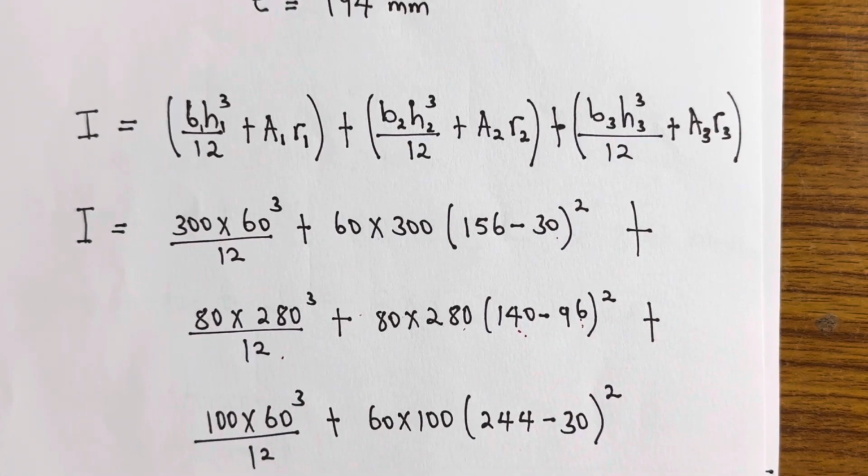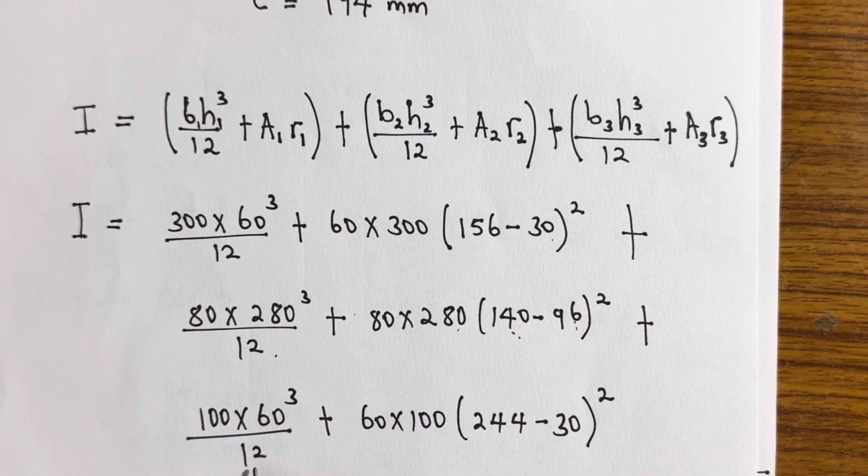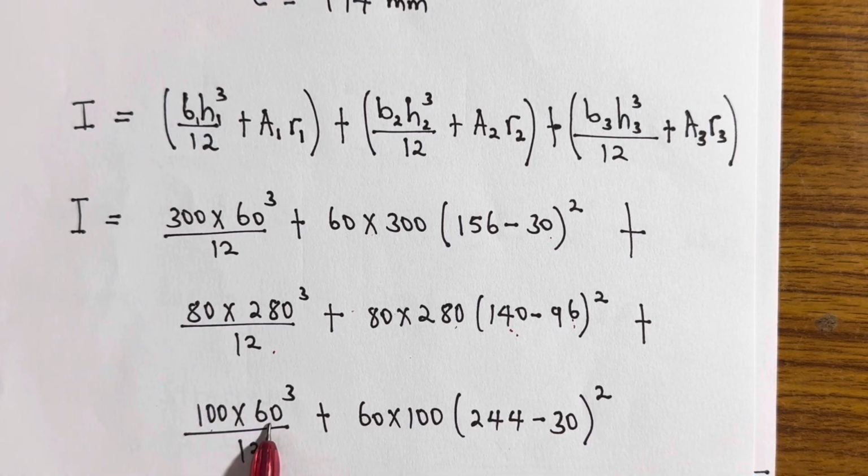Then you do the same for figure 3, that is the bottom flange. The area is 100 times 60, then cubed, plus the area, which is what?